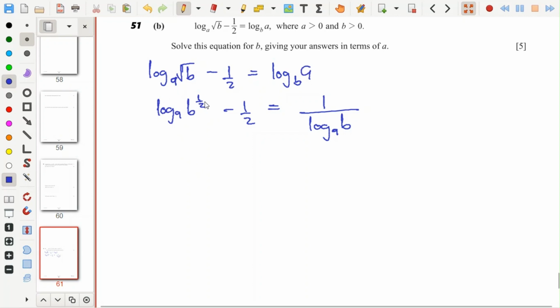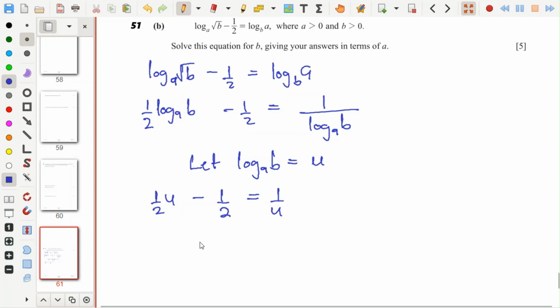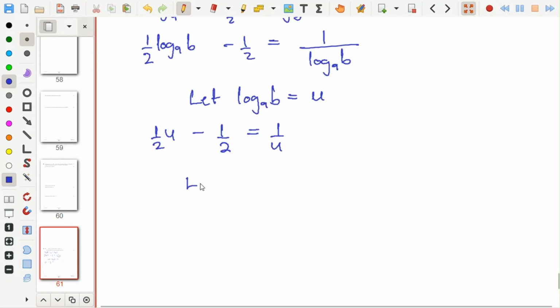So this can be written as the power here will jump down, so it is what? Half. So let's log b to the base ab. Let me use u. So this is the same as half u minus half is equal to 1 over u. I want to multiply throughout by 2u. Okay, multiply throughout by 2u.